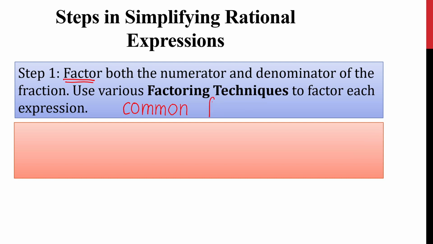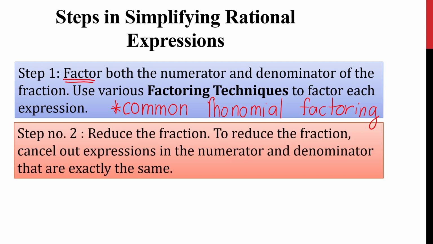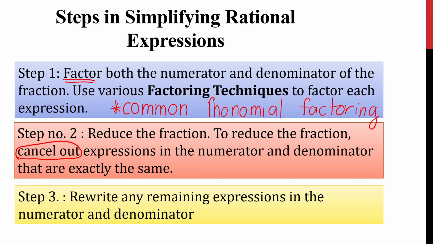Common factors. Common monomial factoring. Mao ni permi natong unahon. Nya mo follow din tong other factoring methods, okay? So again, this is our priority. When you do factoring, you check whether naa bay common monomial ana. Next is reduce. How do we reduce? We cancel out the same expression. And lastly, isuwat ang nahibilin sa numerator, isuwat ang nahibilin sa denominator.